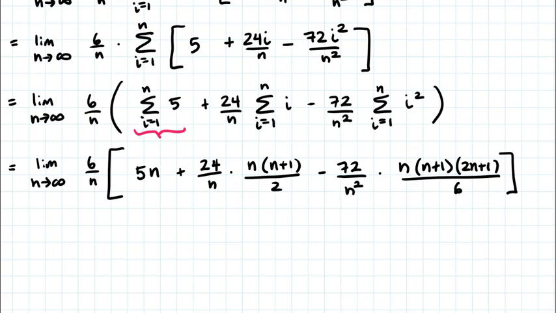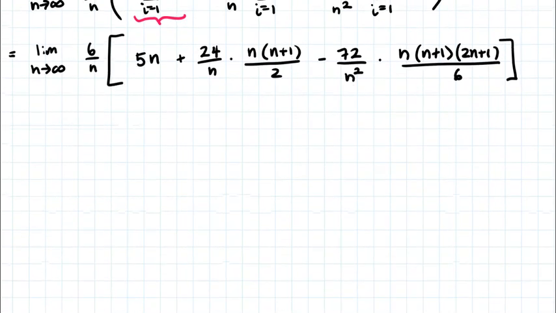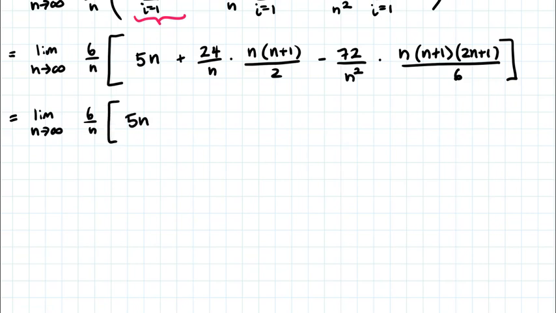So notice that we don't have any sigma symbols anymore, so we've simplified by removing our sigma symbols and replacing them with the formulas that we have. I'm going to do some simplification here, so n divided by n, and then 24 divided by 2 would leave us with 12 there. And I can get rid of one of these n's, and I would have one n remaining in the denominator.